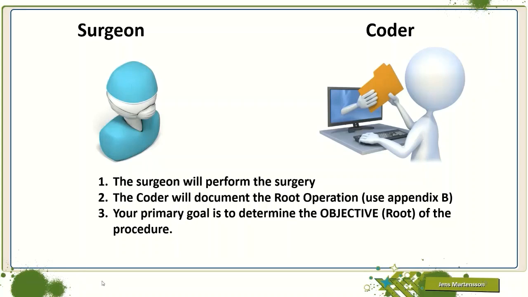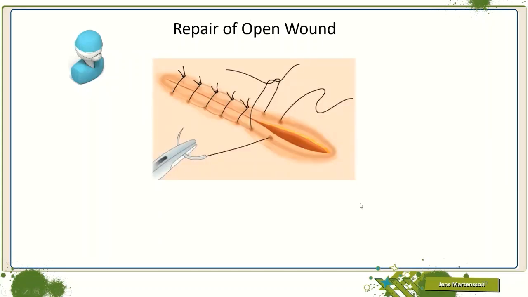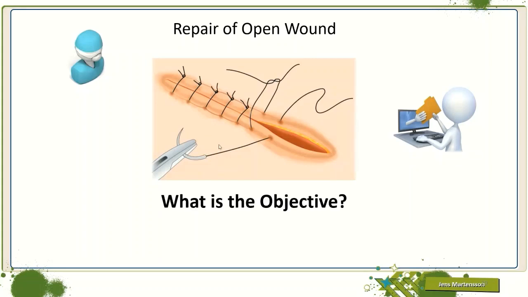Everybody good? All right, so let's do this one together. And I think you all know this because we had this, but this could be a good explanation for quizzes. Repair of open wound. The physician carried out a repair of the open wound, gave the coder the documentation, and the coder returned the following. What is the objective of the procedure? Go ahead and type in the chat.